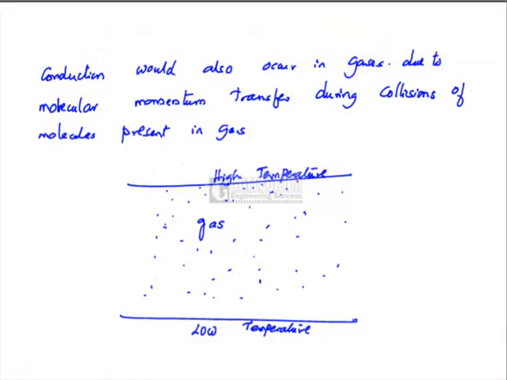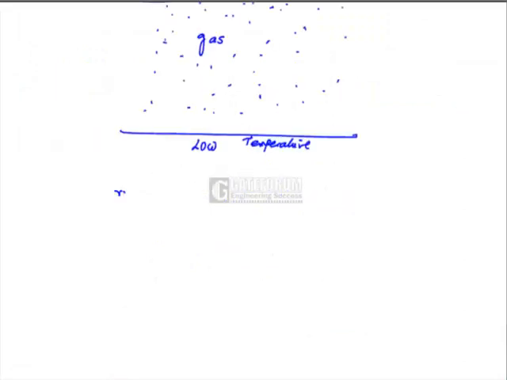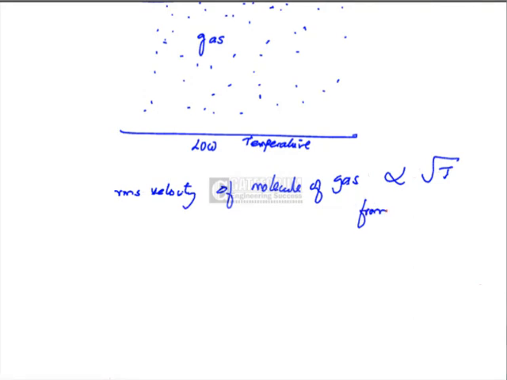because the RMS velocity of a molecule of gas is directly proportional to the square root of the absolute temperature of the gas, from kinetic theory of gases. From kinetic theory of gas, RMS velocity C bar is directly proportional to the square root of the absolute temperature.